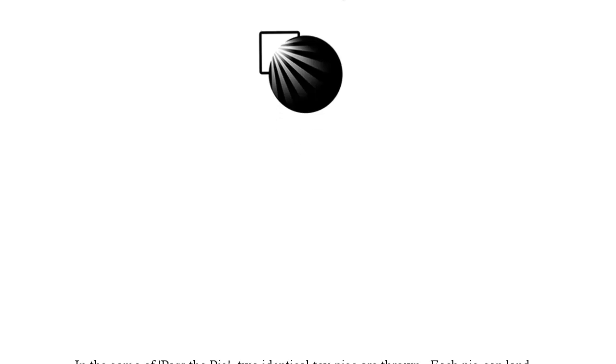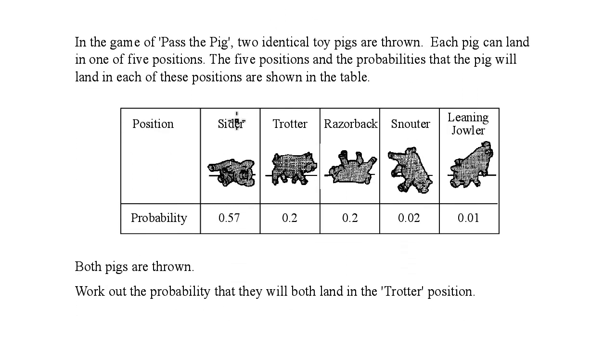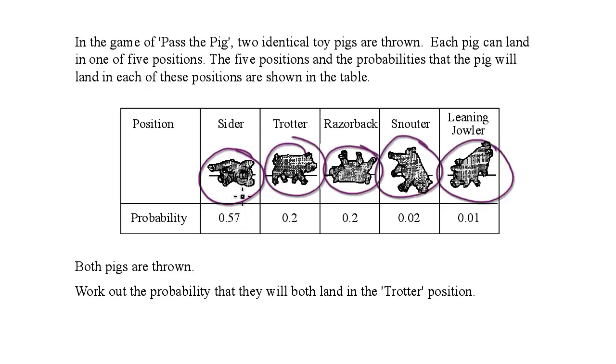Okay, let's give you guys some help with your homework. So here you've got this problem. You've got two pig dice. When you roll one pig die, it can land on this position, this position, this position, this position, or this position. The probability of it landing on this position would be 0.57 and so on.